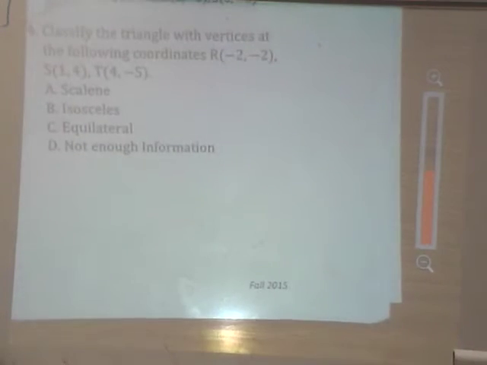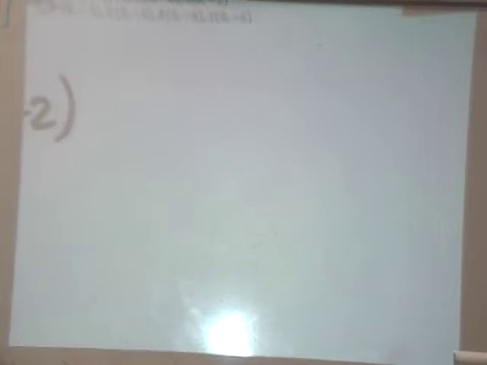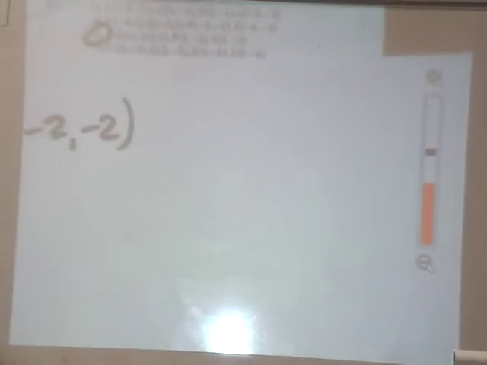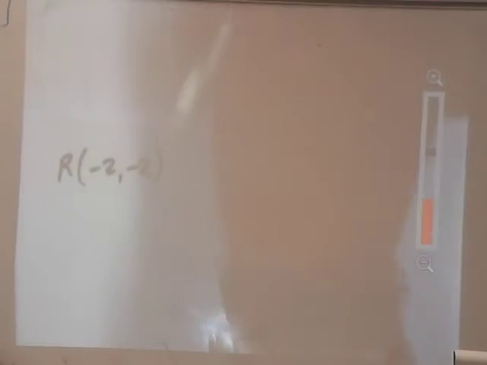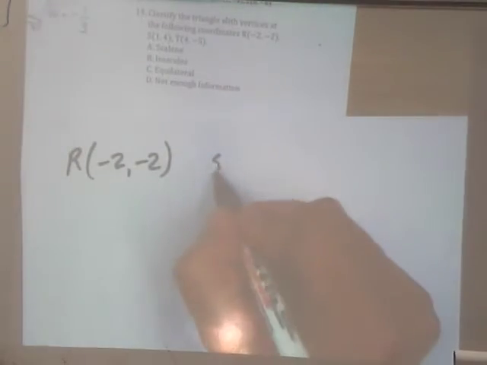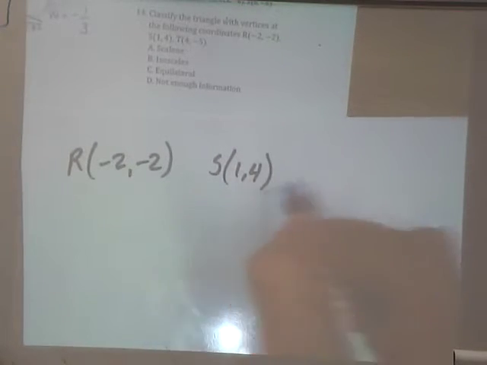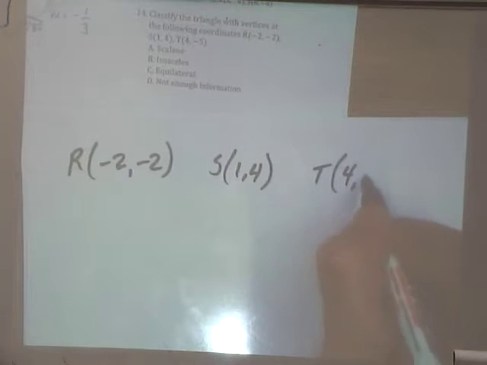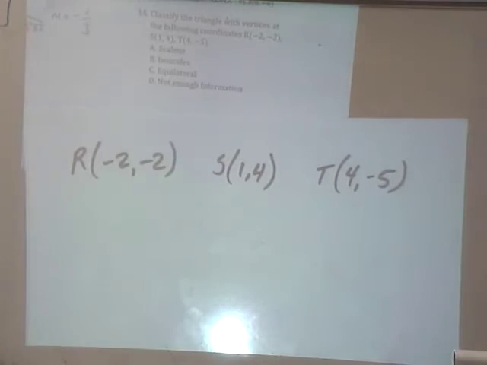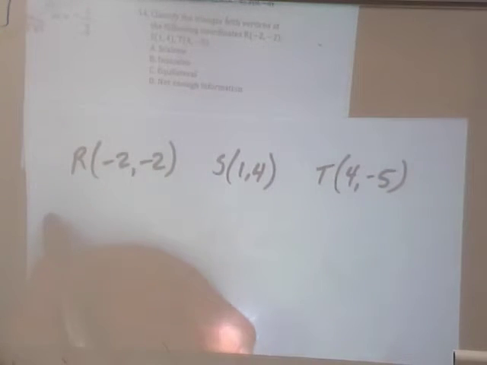We're talking about the side lengths, distance formula, right? We've got to find the distance in between each point. So R is (-2, -2), S is (1, 4), and T is (4, -5). So let's do RS first, the distance from R to S.